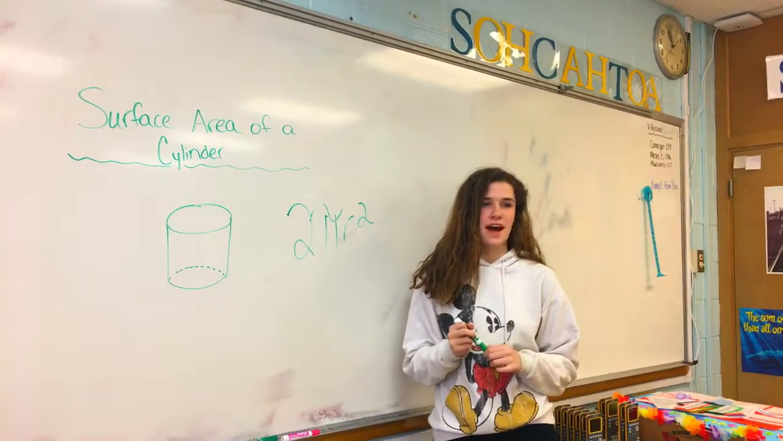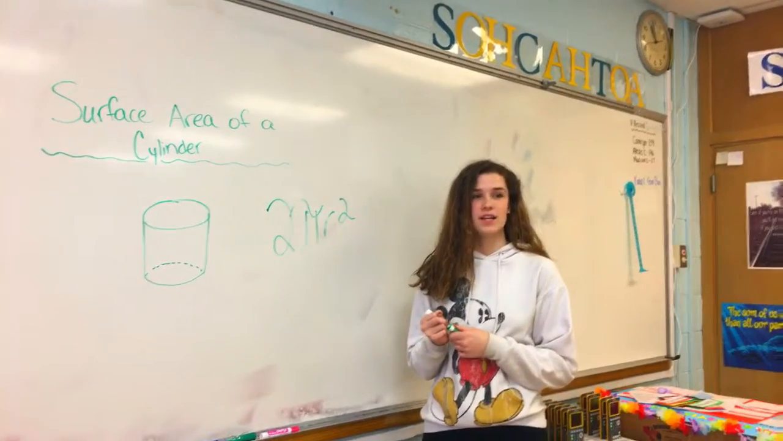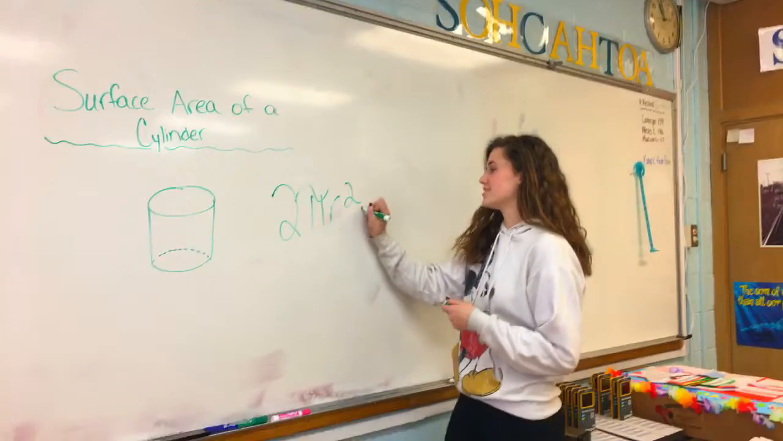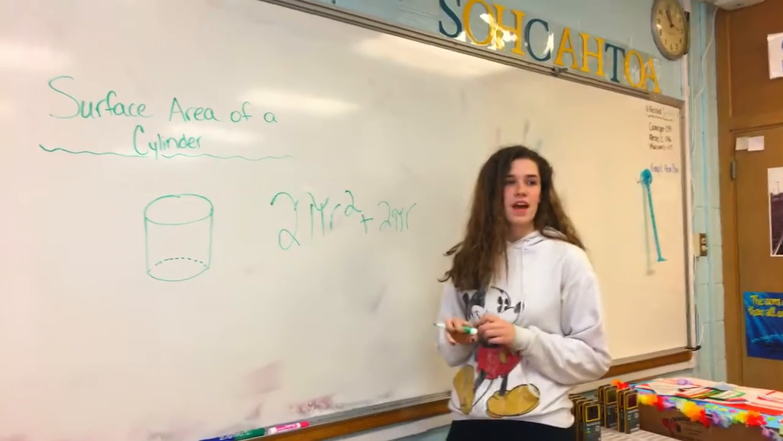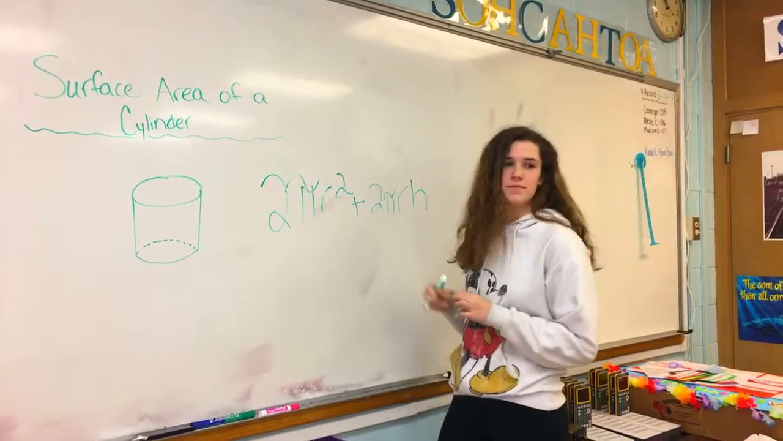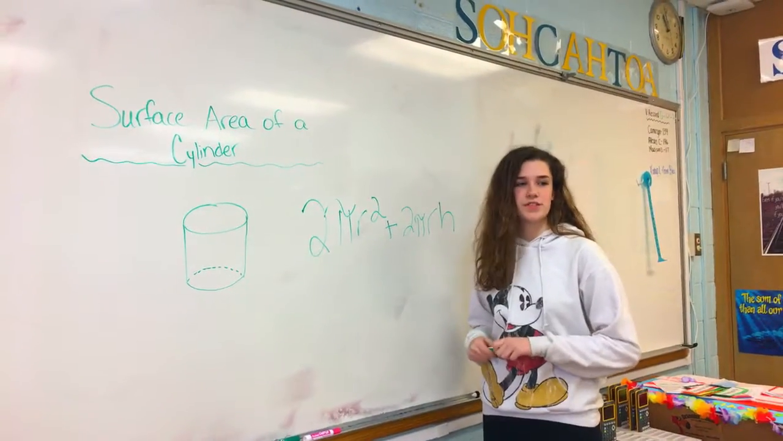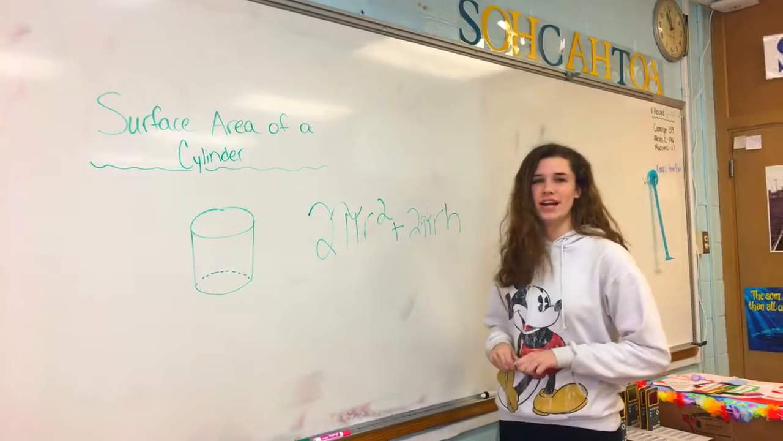The next part is the lateral area, or the body of the cylinder. To find the surface area of the body, you must use the circumference of the circle, which is 2 pi r, and multiply it by the total height of the cylinder, h. The final equation for the surface area of a cylinder is 2 pi r squared plus 2 pi r h.